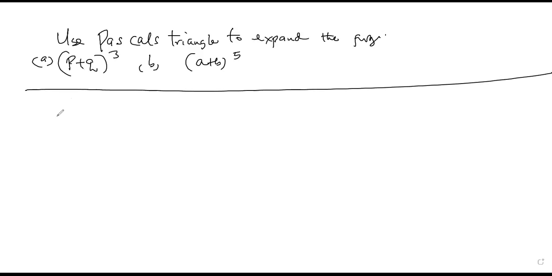Now, basically, for part A, we have p plus q to the power 3. So first write the coefficients of that expansion. Coefficients, if it is power 3, you are going to go to the row of power 3. So the coefficients will be 1, 3, 3, and 1. On the Pascal's triangle, this kind of thing, you can easily get it in the head, or you can always generate it and then you expand.